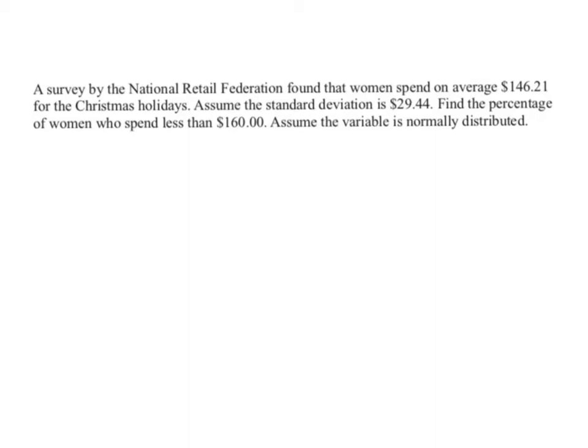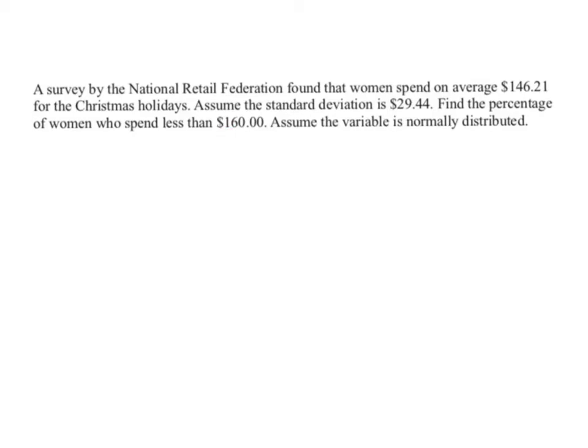In this case, they're going to say things like on average. You have to interpret the words. This is the mean. When they say things like on average, they're giving you the mean. The standard deviation, they're going to say the standard deviation is this. And now we're looking for the value of less than 160.